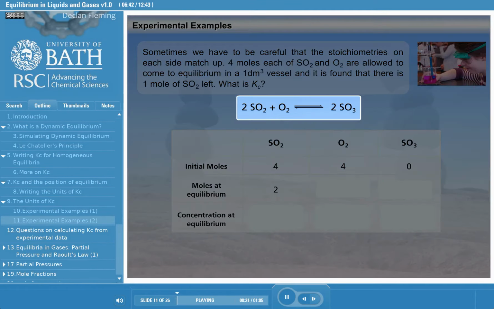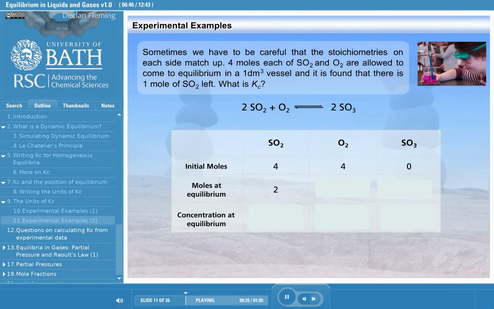This time the important thing to notice is that the stoichiometries are not the same. We've used 2 moles of sulfur dioxide, but for every 2 moles of sulfur dioxide we use, we only need 1 mole of oxygen. So the number of moles of oxygen at equilibrium is 3. For every 2 moles of sulfur dioxide we use, we're going to produce 2 moles of sulfur trioxide, so we'll have 2 moles at equilibrium. Now we can carry on exactly as we did before.